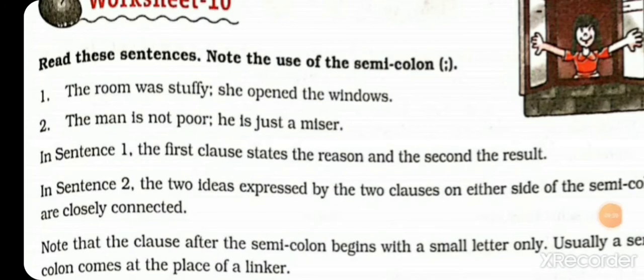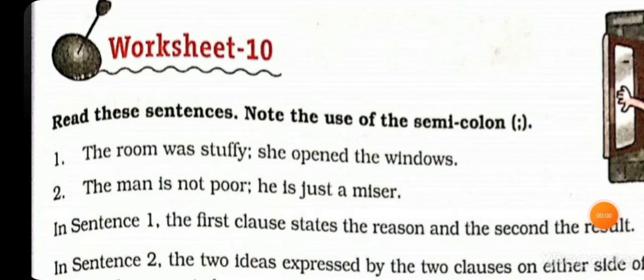Worksheet number 10. Read the sentences, note the use of the semicolon. First sentence, the room was stuffy. She opened the windows. The room was stuffy, then semicolon, then she opened the windows. कि room बहुत stuffy था. Okay, that's why students she opened the windows. इसलिए उसने windows open की थी. The man is not poor, semicolon, he is just a miser. Look students, in sentence first. The first clause states the reason. The room was stuffy. It states the reason.